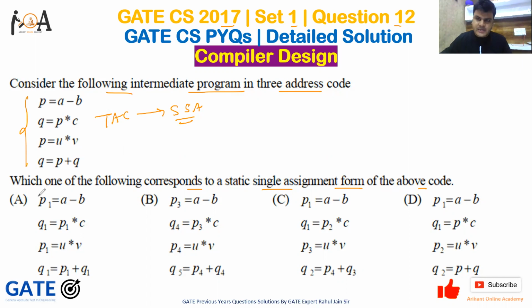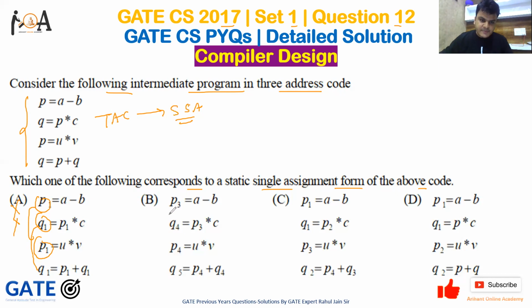So if you see option A, P1 is here, Q1 is here. And again, P1 is repeating, Q1 is again repeating. So what is the meaning? We get confused. Option A itself is eliminated, no problem. Now, if you see the other options B, C, and D, we can do it like that.